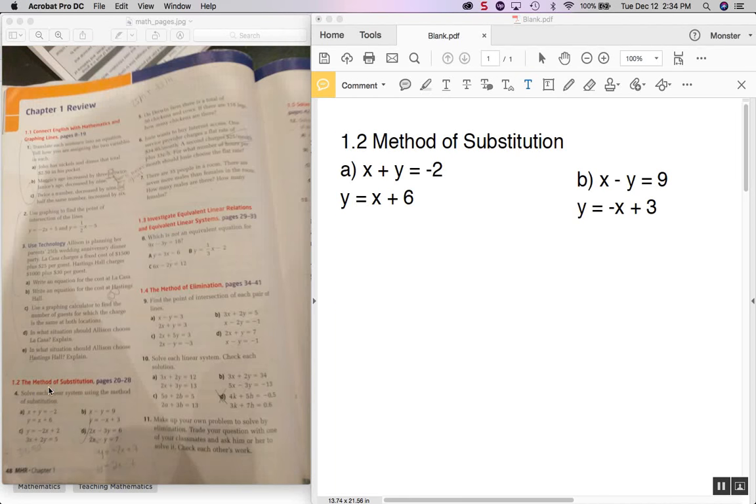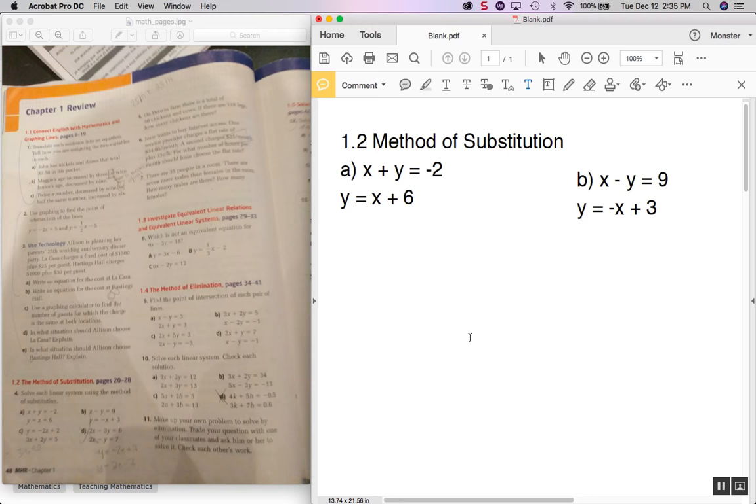So right now we're looking at the method of substitution. I already typed up a couple of these, and it says solve each linear system using the method of substitution. Substitution is exactly what it sounds like. You're substituting one variable's value into the equation.